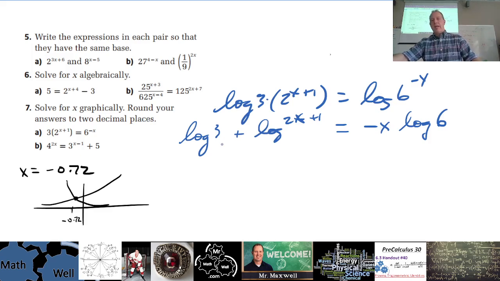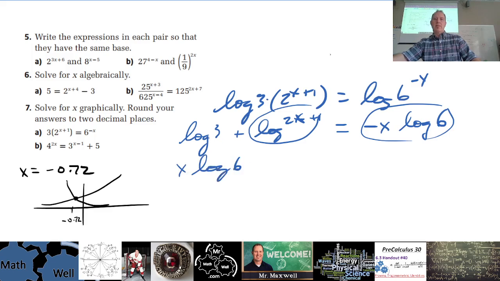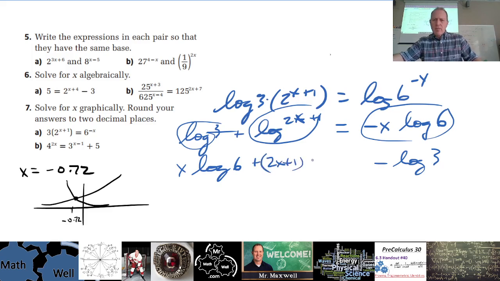So a couple things I would do, I'd get all the x's over to the same side. The x's are in these two terms. So I'm going to get x log 6 over here. I'm going to get the constant on the other side, negative log 3. This exponent, the x plus 1, should come down. What's that? The exponent is x plus 1? Oh, yeah, thank you. I rewrote it wrong here. Thank you. X plus 1. So log of 2. That 2 should be down there. Good.